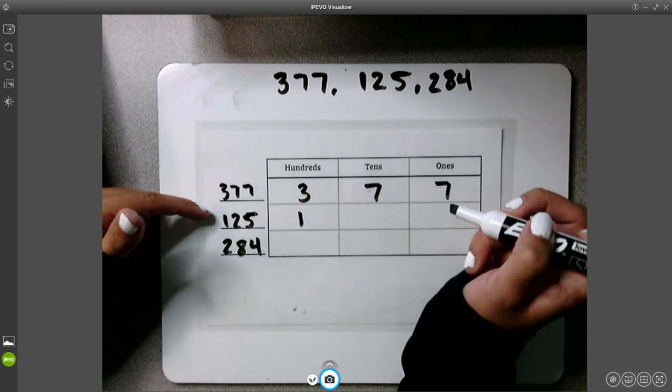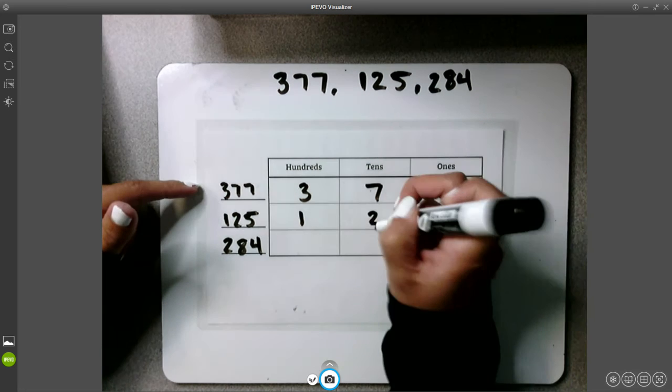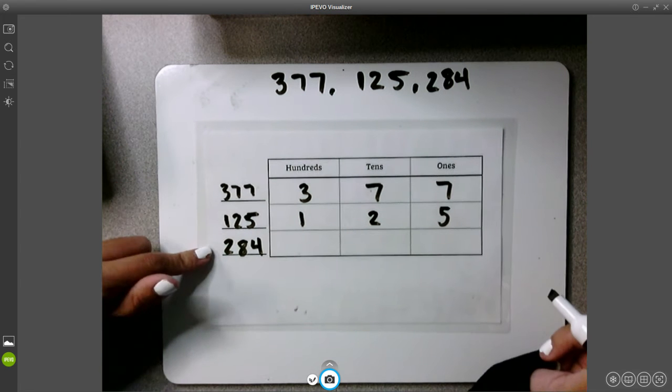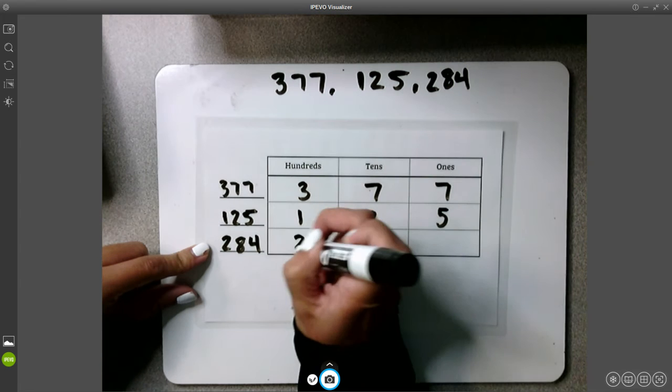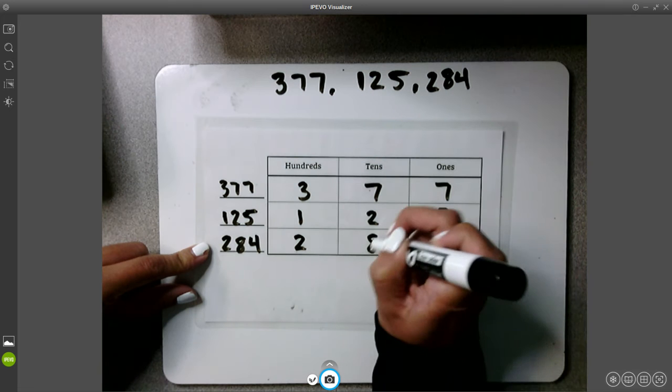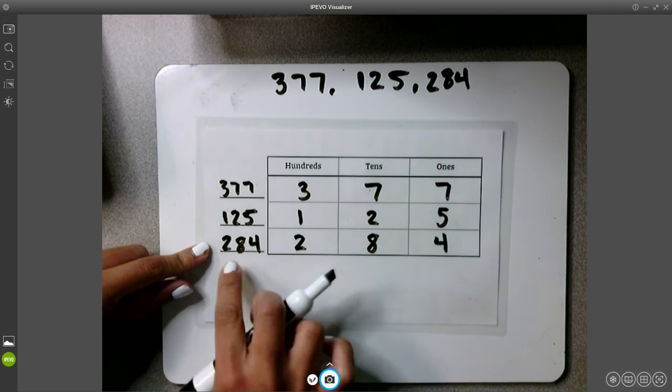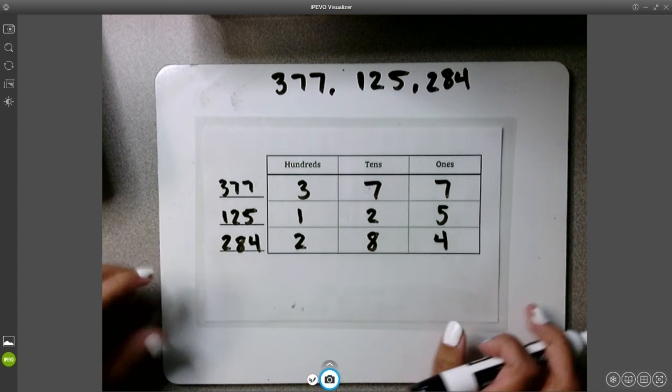My 1 is going to go in my hundreds place. My 2 is going to go in my tens place. And my 5 is going to go in my ones place. And then my 2 is going to go in my hundreds place. 8 is going to go in my tens place. And 4 is going to go in my ones place. So I'm just breaking up my numbers.